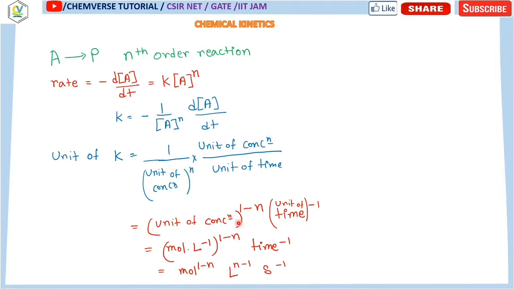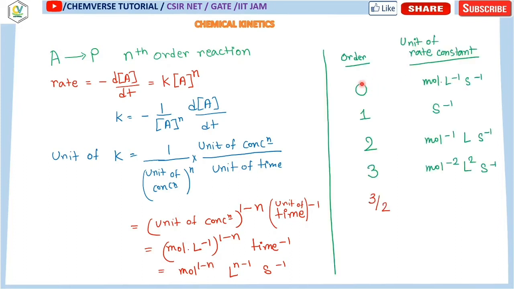So if you write it, it will be 1 minus n. And in the denominator there will be the unit of time as well, this dt. So it will be time inverse, something like this. So the unit of concentration, generally we write in the form of mole per liter. So it is mole liter inverse to the power 1 minus n. So it's the basic formula of the unit of K for nth order reaction.